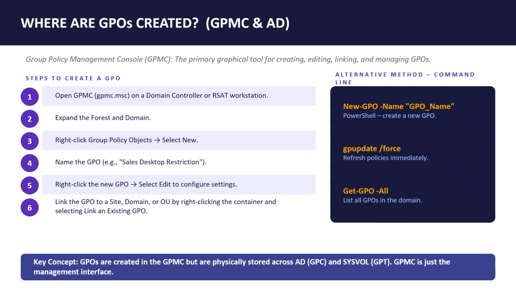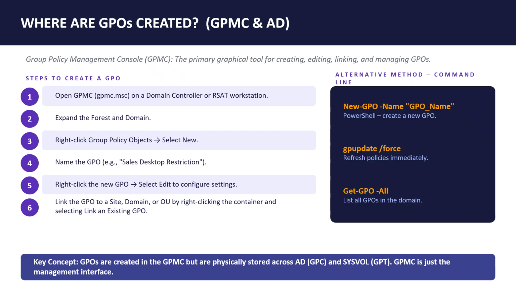Group policy objects are created and managed primarily through the Group Policy Management Console, or GPMC, which is launched by running gpmc.msc. This tool is available on domain controllers and also on administrative workstations that have the Remote Server Administration Tools installed. To create a new GPO, you open GPMC, expand the forest and domain, right-click on Group Policy Objects, and select New. You assign a descriptive name such as Sales Desktop Restriction. Once created, you right-click the new GPO and select Edit to configure its computer and user settings.